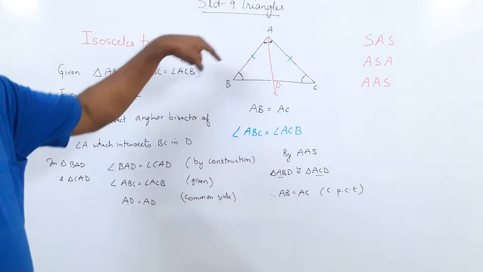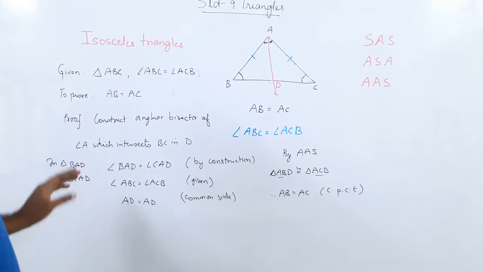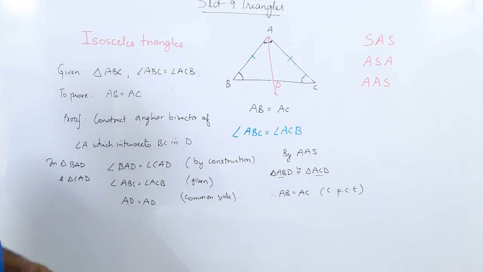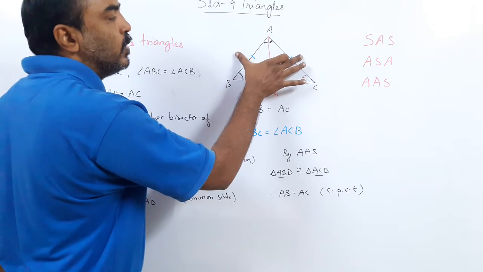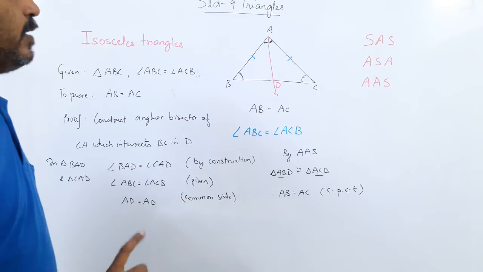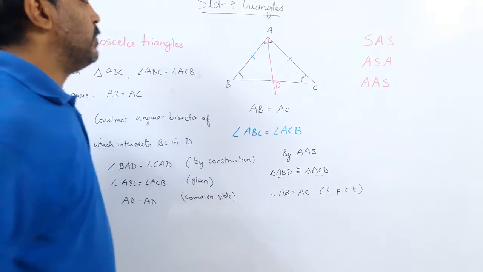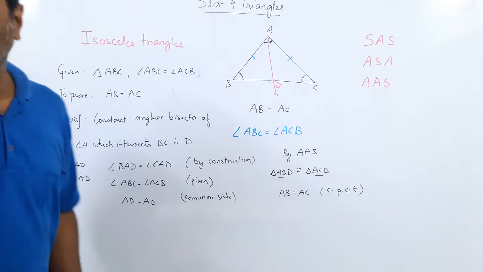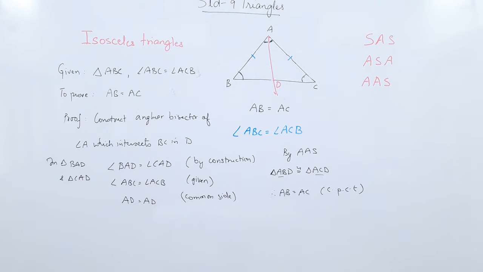So first we proved by SAS, now we have proved by AAS, same construction. So two very important theorems. In a triangle, if two sides are equal, the angles opposite to them are also equal. In a triangle, if two angles are equal, then sides opposite to them are also equal. These are two very important theorems which we are going to make use of for a long time. Okay? So I hope you understood this clearly.